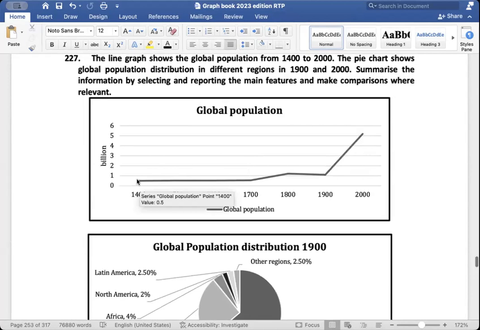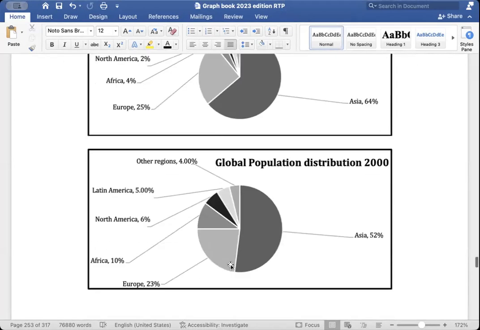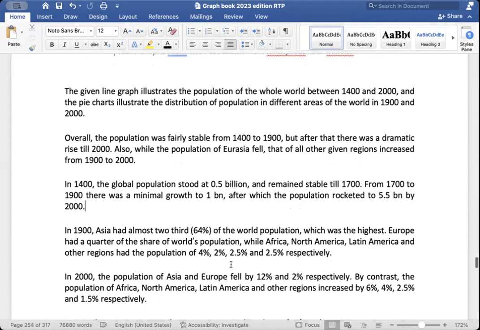Population was 0.5 billion from 1400 to 1700. Then it rose to 1 billion. It increased by 1 billion, I've written. Okay, it has increased slightly less than 1 billion, but okay, 1 billion by this year. Increase 2, I should write, not by. Have I written 2 or by?